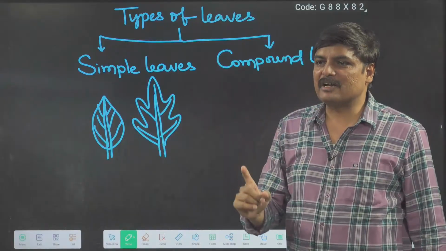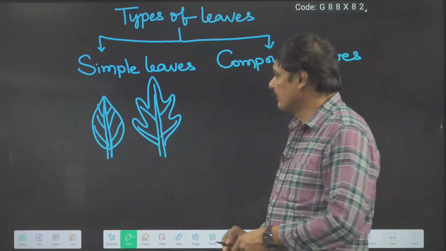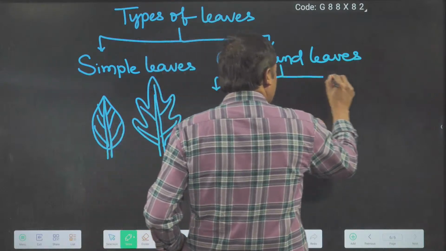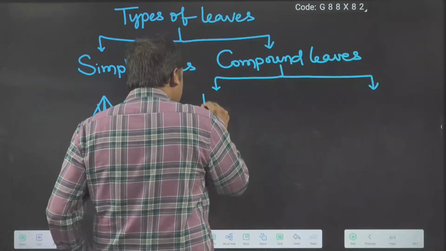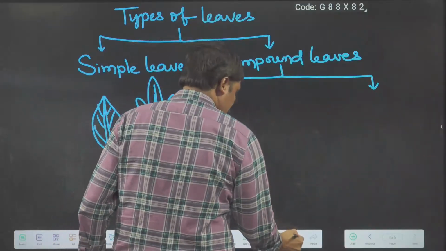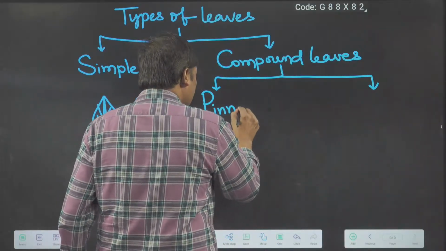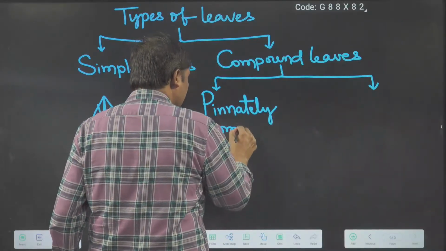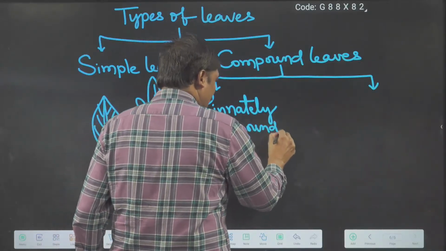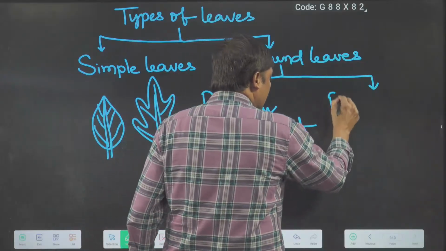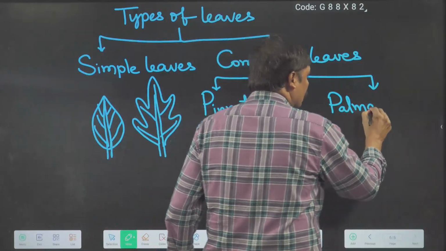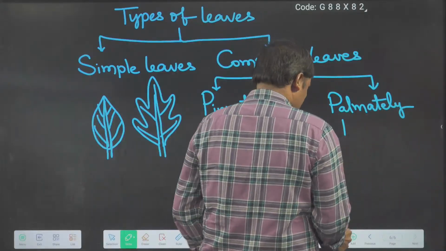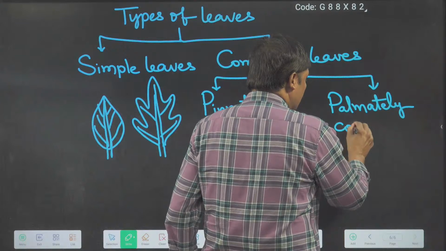These compound leaves are divided into two types, namely pinnately compound leaf and palmately compound leaf.